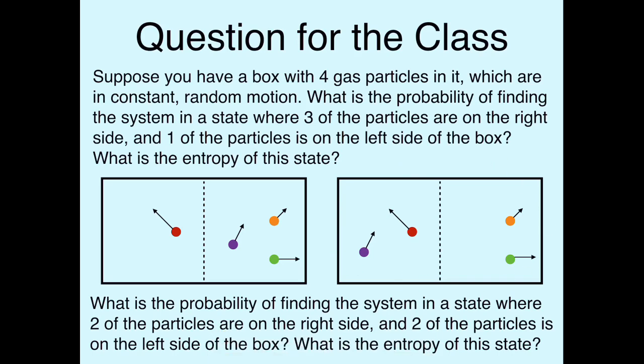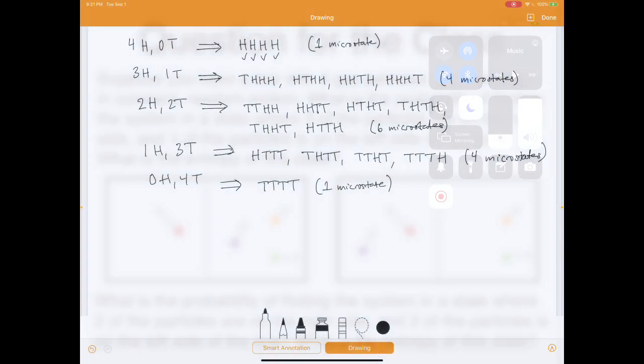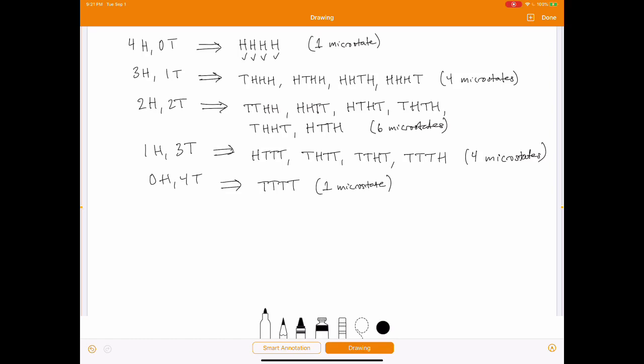So try to work this out. Pause the video for a second and see if you can get it. And by the way, use the analogy of the coin flips. It's pretty much the same idea as the coin flips here, so you can use that to your advantage. So pause the video, see if you can get this, and then we'll go through it together. I'm going to leave on the screen what we worked out for the 4 coin flips, because the box of gas with 4 molecules is perfectly analogous to this.